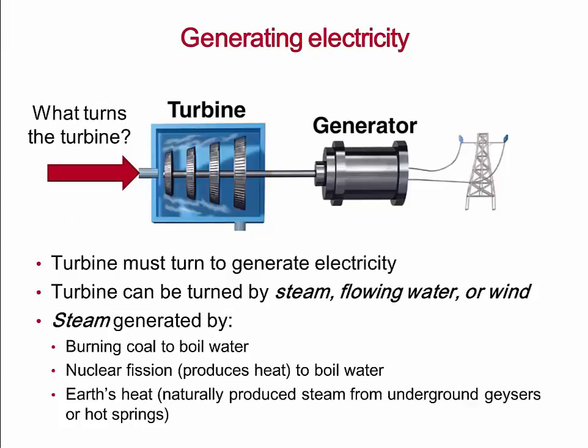So getting back to generating electricity, quick recap: something needs to turn a turbine, and when the turbine turns, it generates electricity. Turbines can be turned by steam, flowing water, or wind. We have already talked about how steam can be generated by burning coal to boil water or through nuclear fission, which produces heat to boil water. One more way that we have not discussed is by using the Earth's natural heat, which produces natural steam from underground geysers and hot springs.